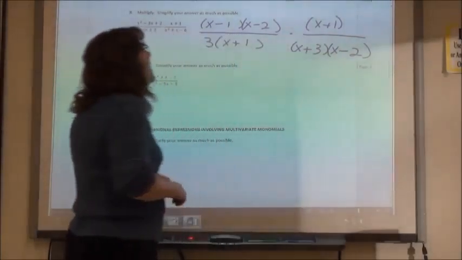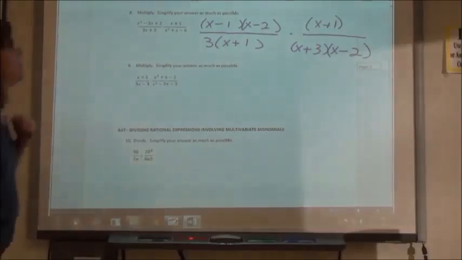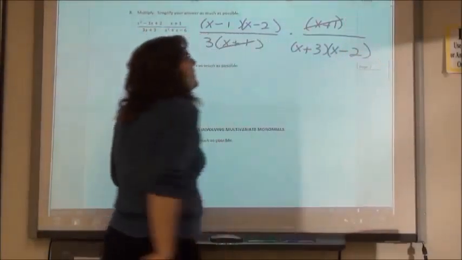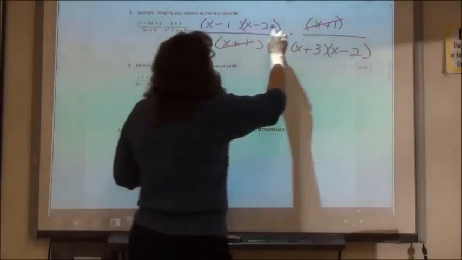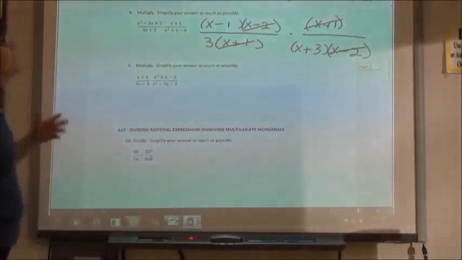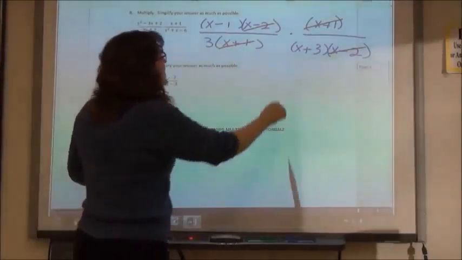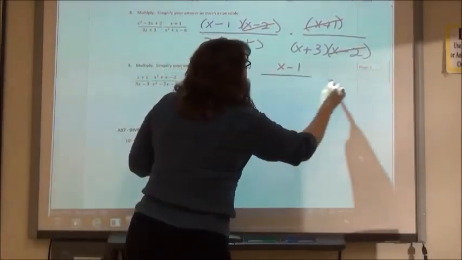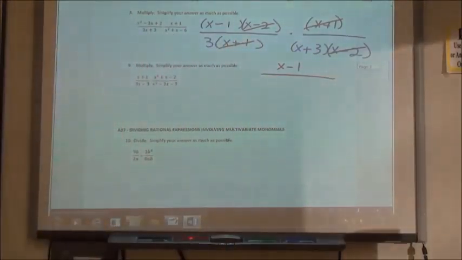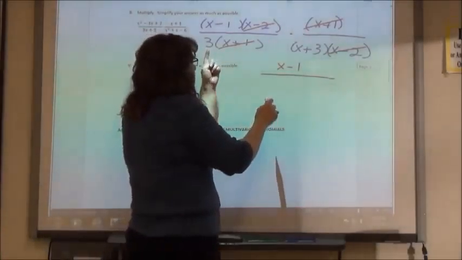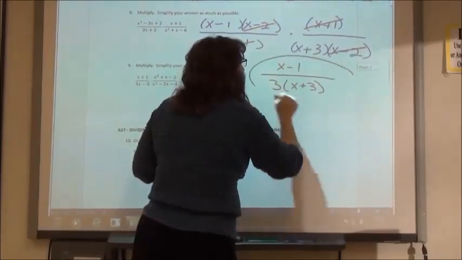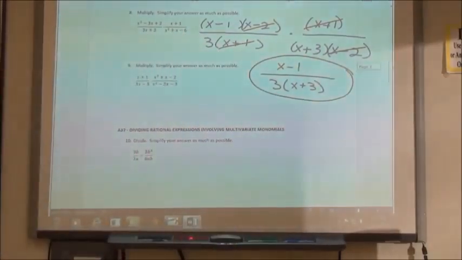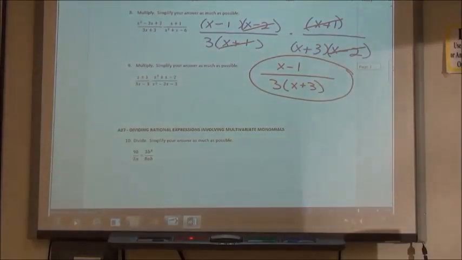Looking to see what we can cancel. What can we cancel on this one? The x plus 1s. Anything else? The x minus 2s, exactly. So on the top, the only thing I have left is that x minus 1. I don't need the parentheses since it's not going to be times anything else. On the bottom, we have this 3 here, and then we have the x plus 3 over there. So we get x minus 1 over 3 times x plus 3. All right, go ahead, try number 9.